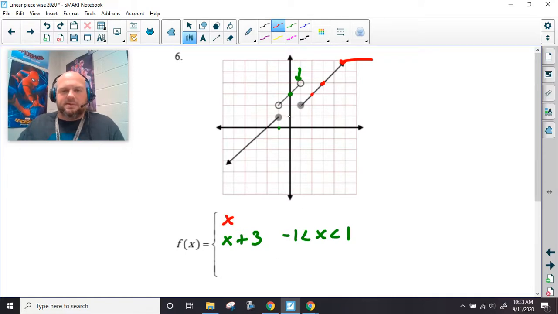Okay. So I wrote my slope, and then I got to backtrack to see where the y is right here. So that looks like x plus 1. And it's a closed circle. This is when x is greater than or equal to 1.